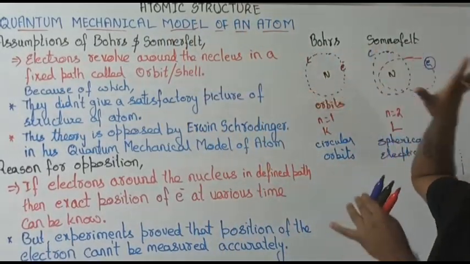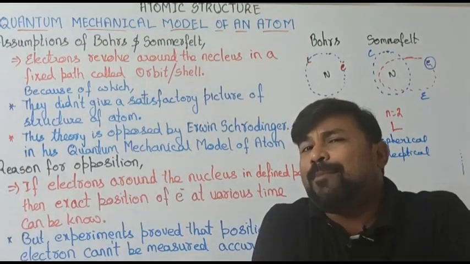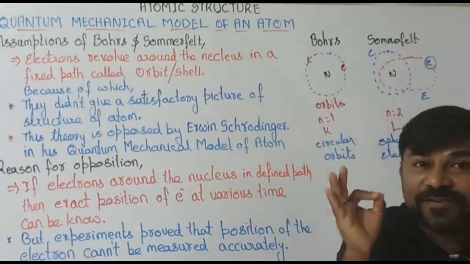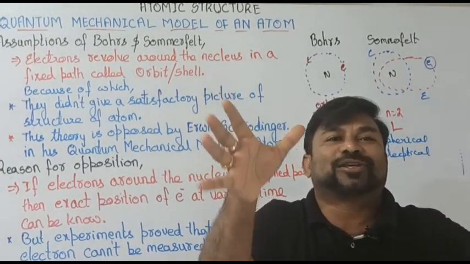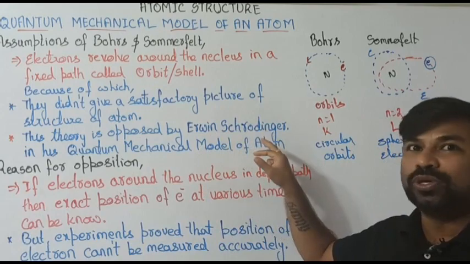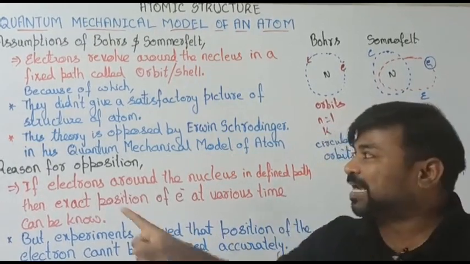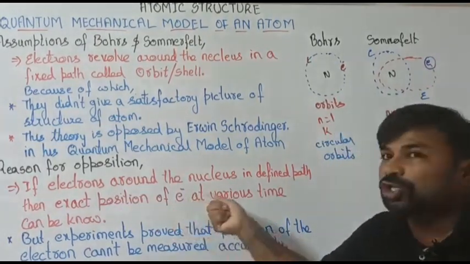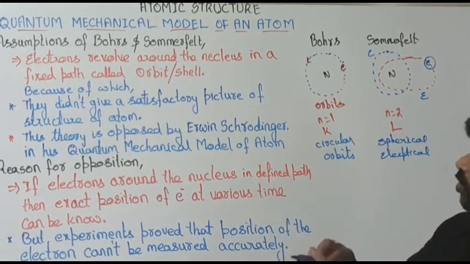You got what Bohr said and what Sommerfeld said. Now, why did he oppose? Because if electrons are revolving in a circular, fixed path, we should be able to know the exact position of the electron, which is not at all possible. This is the point which made Erwin Schrödinger oppose Sommerfeld and Bohr and come out with a new model. I repeat: if electrons revolve around the nucleus in a definite path, the exact position of the electron at various times can be known. This is the point you have to stress.